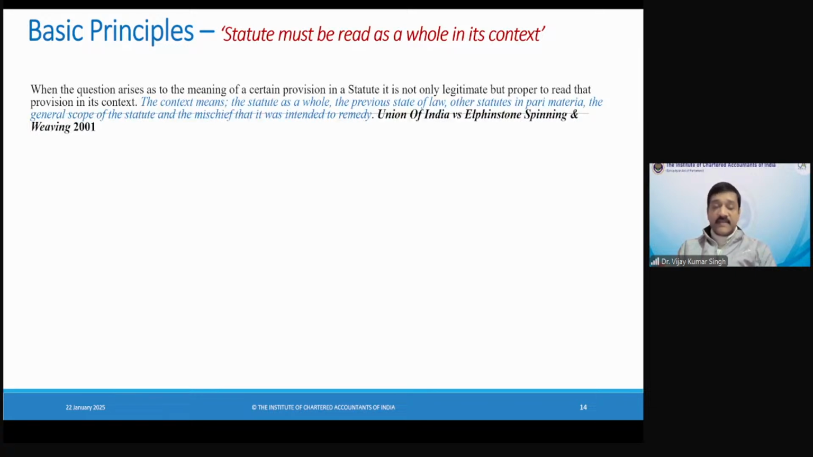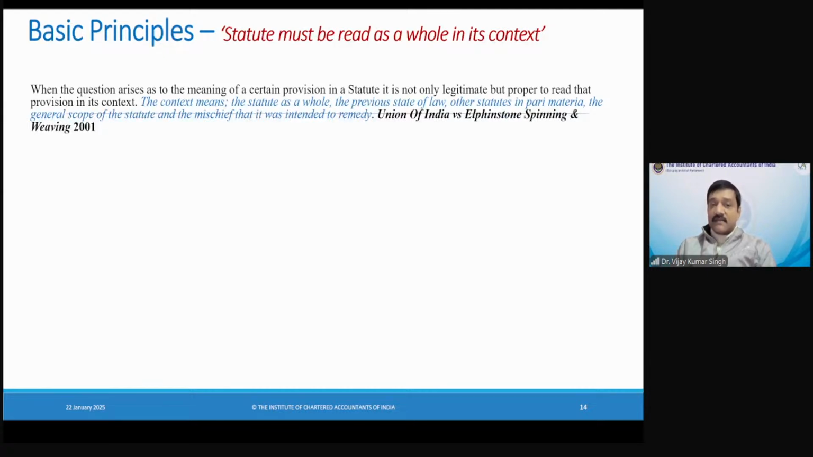And recently there have been questions around that, which is probably pending in the courts, and you may be following that. But this is where the interpretation will come into the picture. And whenever there is an interpretation, they will be looking at the context as a whole. So when the question arises as to the meaning of certain provisions in a statute, it is not only legitimate but proper to read that provision in its context.